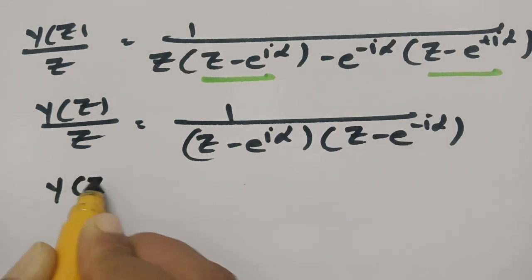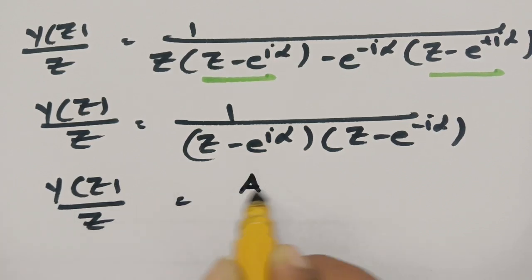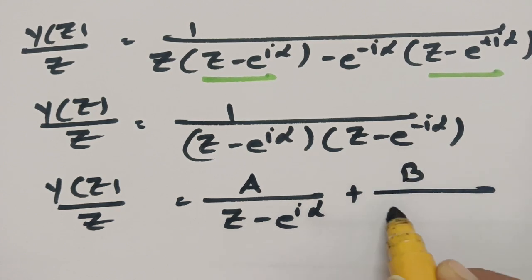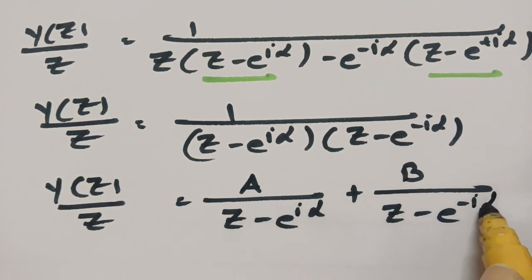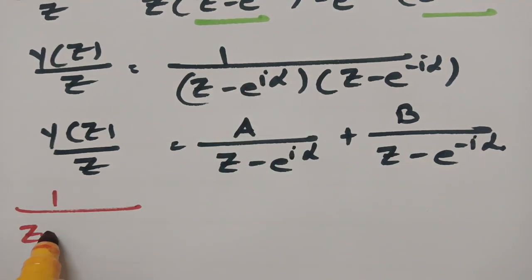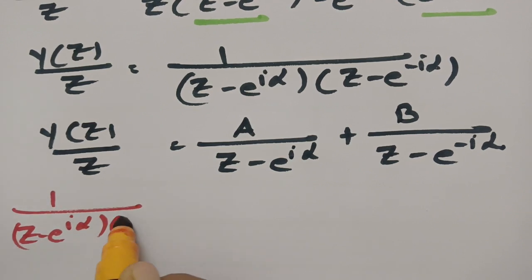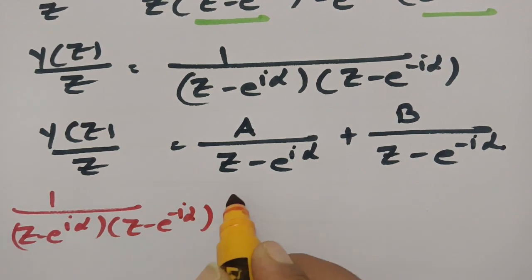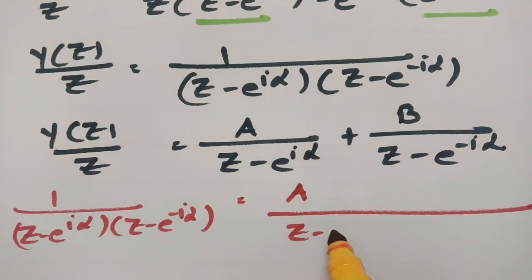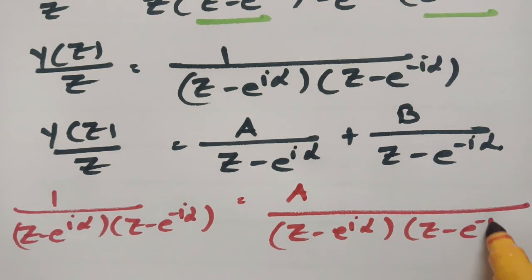Now I have to resolve into partial fractions. So y of z by z can be written as a by z minus e power i alpha plus b by z minus e power minus i alpha. Now I need the values of a as well as b. For getting the values of a as well as b, the step here is 1 by z minus e power i alpha into z minus e power minus i alpha.